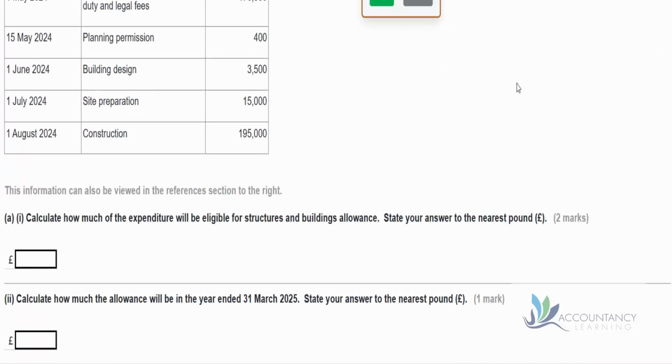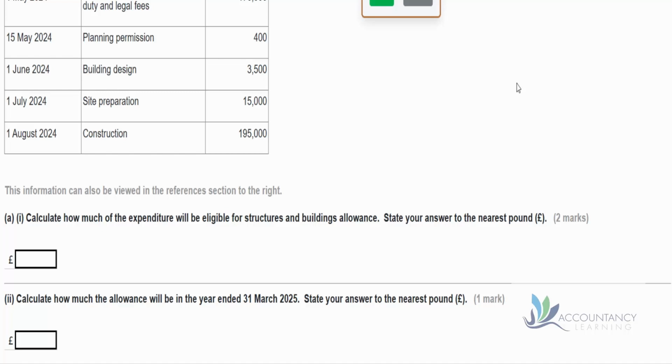So in part A, calculate how much of the expenditure will be eligible for structures and buildings allowance, and state your answer to the nearest pound. So structures and buildings allowance is a type of capital allowance that gives us tax relief when we spend money on structures and buildings, but not on land, and also this excludes any costs for planning permission.